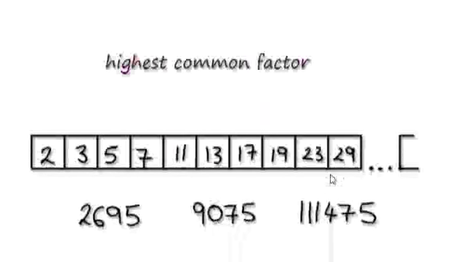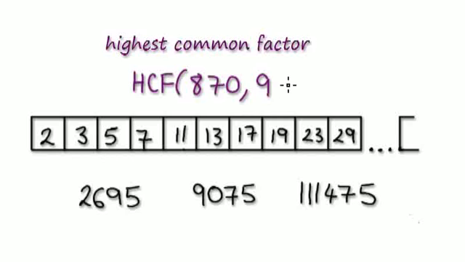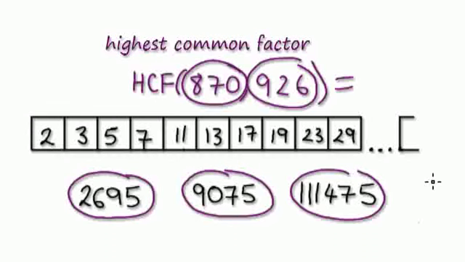In the past, I would ask you to find out the highest common factor of two numbers. So, for example, what is the highest common factor of, let's say, 870, 926? I would ask you something like this. Well, it doesn't always have to be two numbers. You could find the highest common factor of three numbers, or maybe four numbers, or whatever.